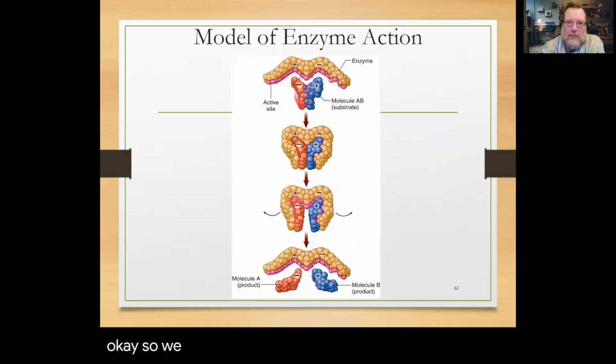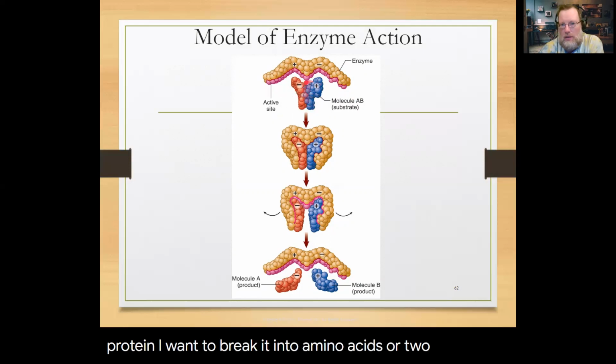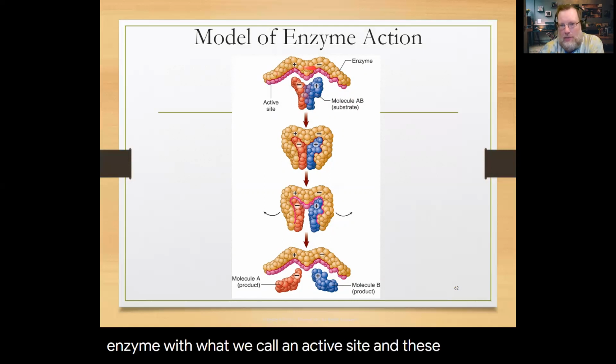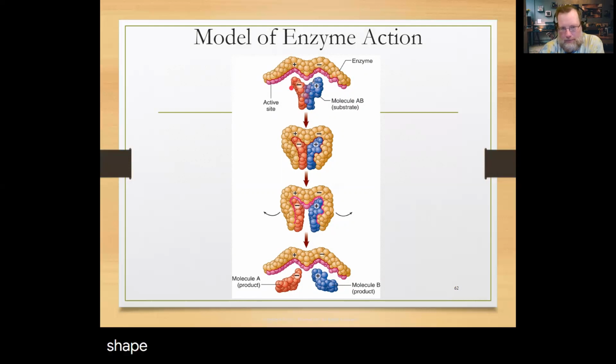Okay, so we have a molecule and an enzyme. I want to break this molecule into smaller bits. So this is maybe a protein that I want to break into amino acids, or it's a large lipid that needs to be broken into fatty acids. So we have an enzyme with what we call an active site, and these enzymes are lock and key. Notice this enzyme is kind of an M shape, and this molecule is a perfect fit for that M shape to wrap around it. So that's what we have.